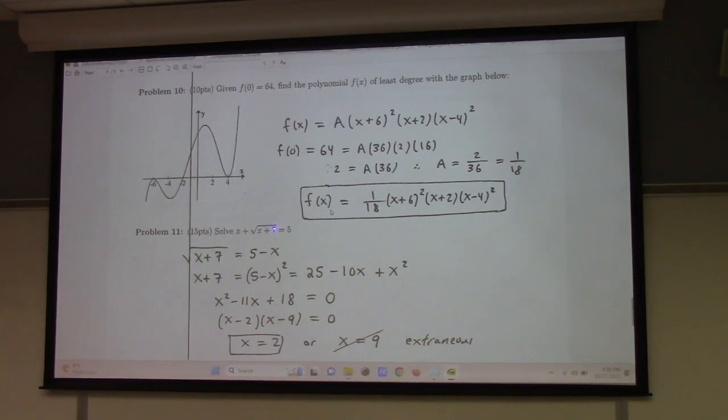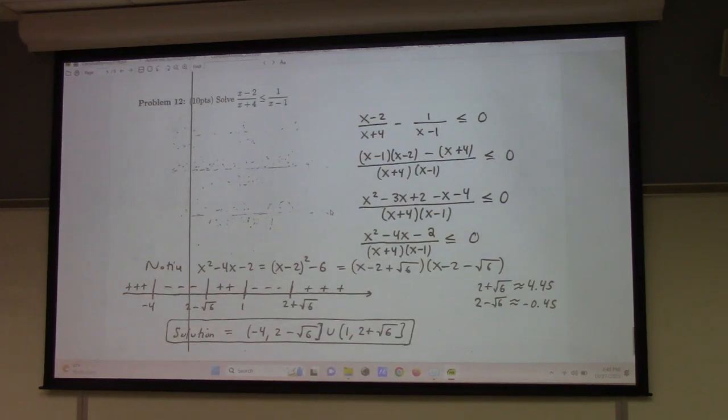This one, isolate the radical, square it. Don't forget to FOIL that out. When you do, you get back down to this lovely quadratic, which factors nicely. And it gives you a solution of either 2 or 9, but 9 is extraneous. If you go back and plug it in, it doesn't work. Because 9 plus 7 is 16, and the square root of 16 is 4. 5 minus 9 is negative 4. Those are not equal. So 9 is extraneous. On the other hand, 2, it's all good.